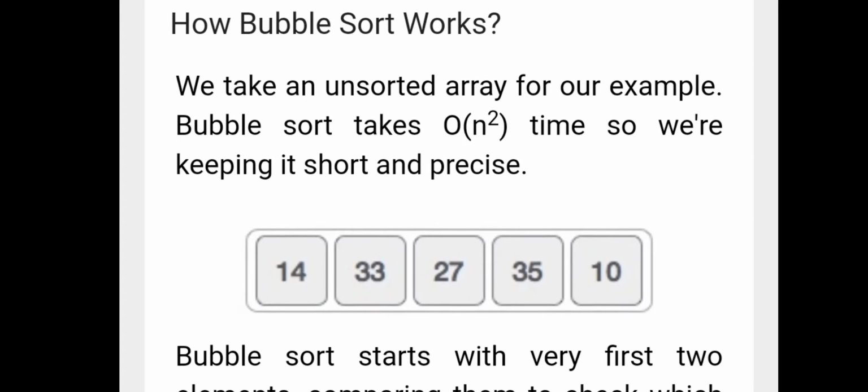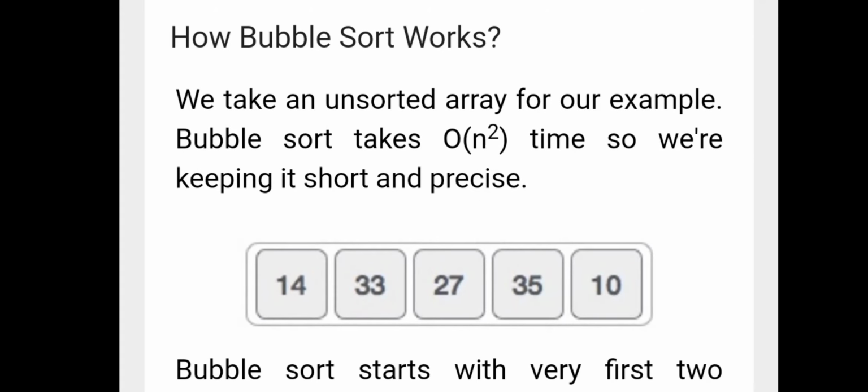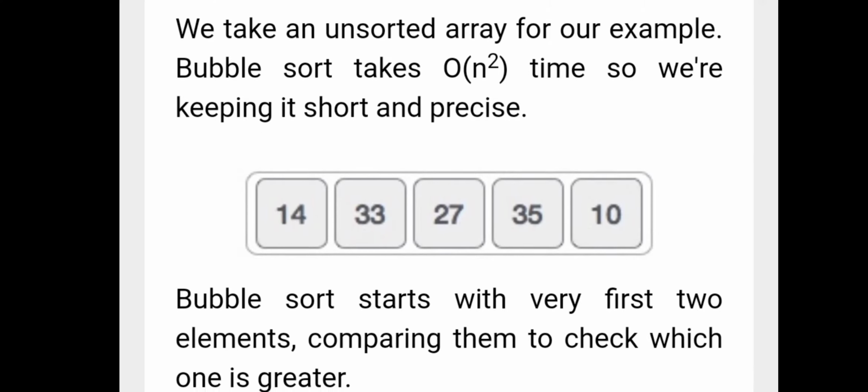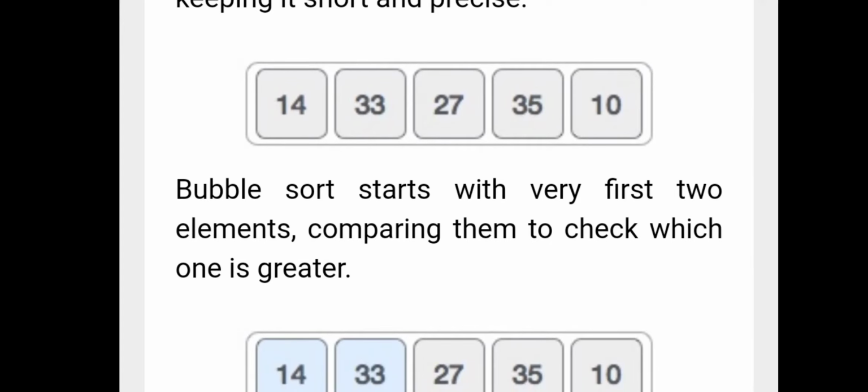Next, how bubble sort works. We need to see the working with an example. We take an unsorted array for our example. Bubble sort takes order of n square time, so we are keeping it short and precise. The example array has 5 elements, that is 14, 33, 27, 35 and 10.